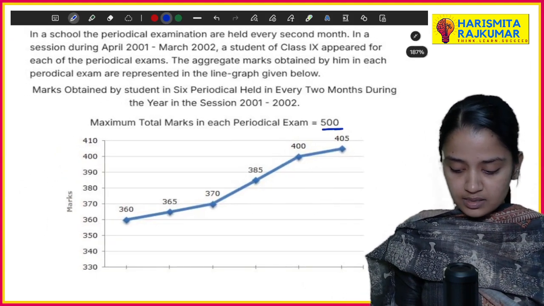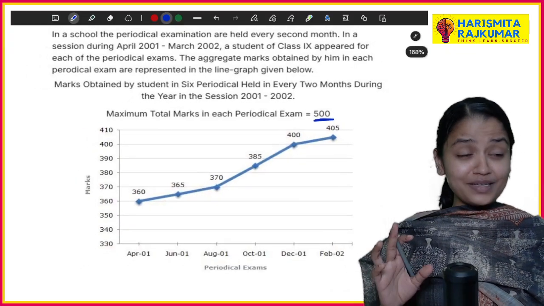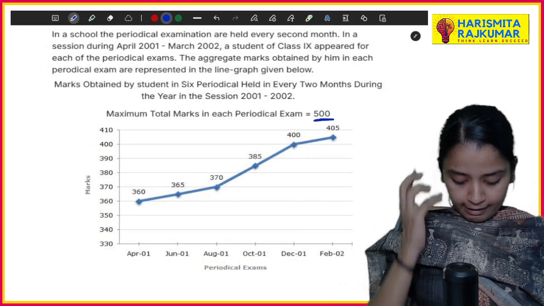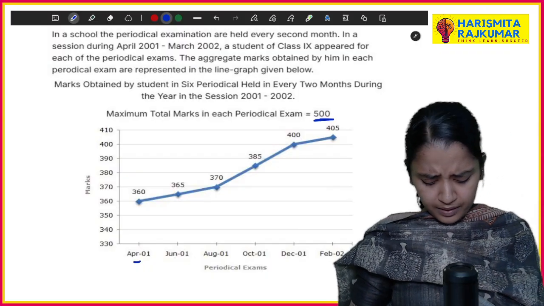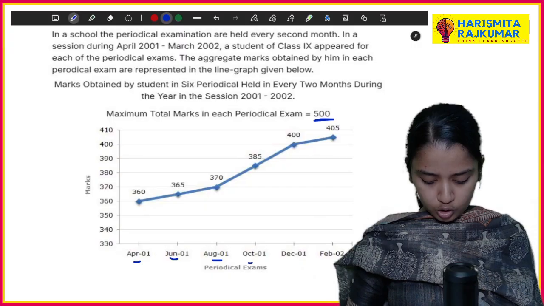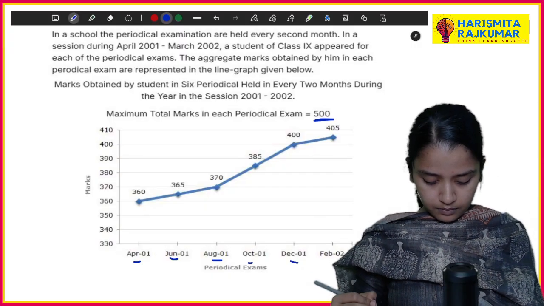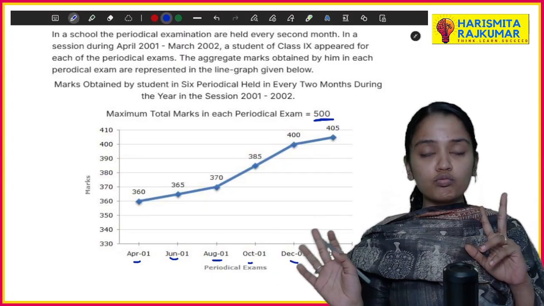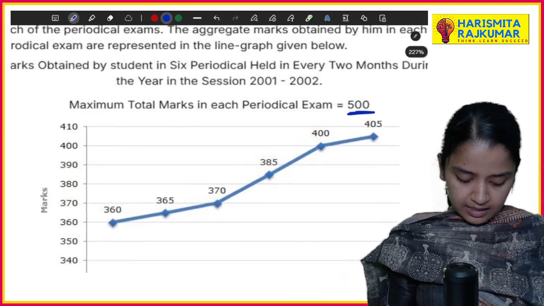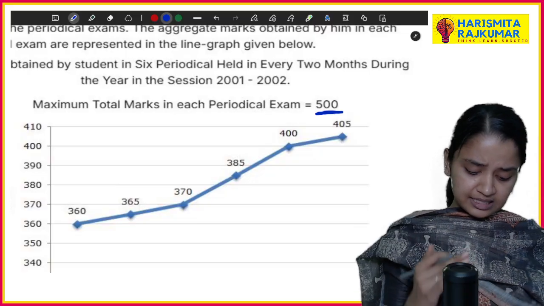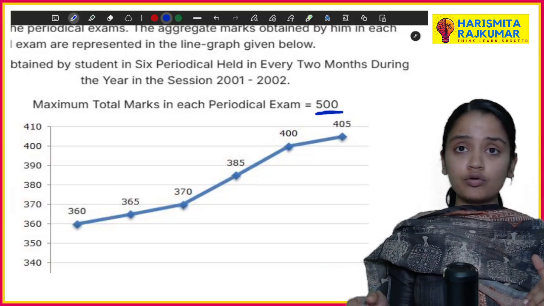So the total marks is 500, and the months are April, June, August, October, December, February. Every 2 months it is held, and these are his marks. It gradually increases from 360 to 405.